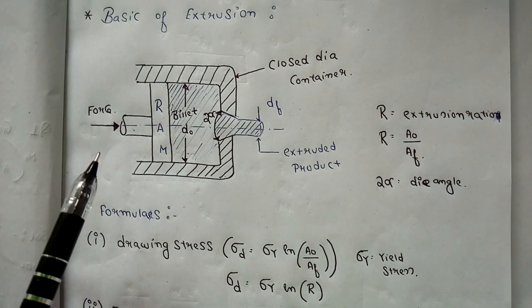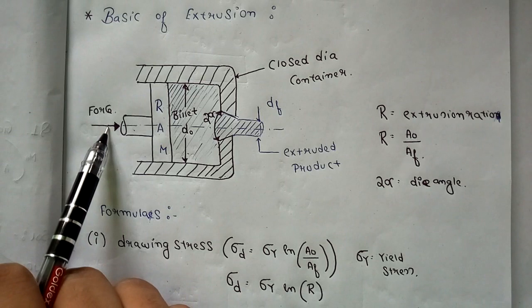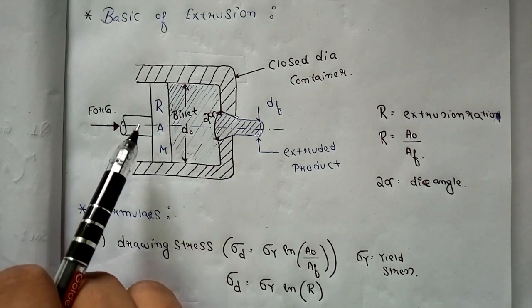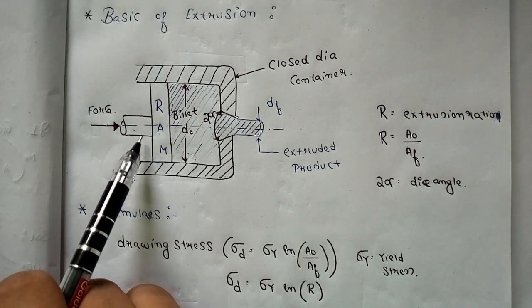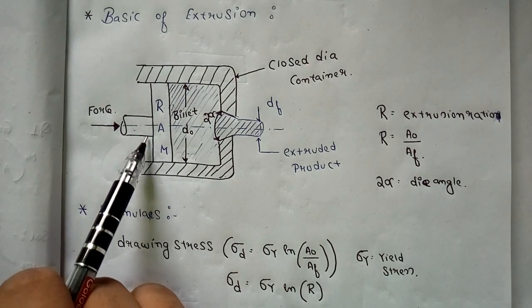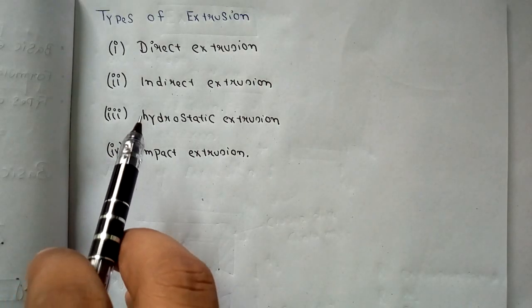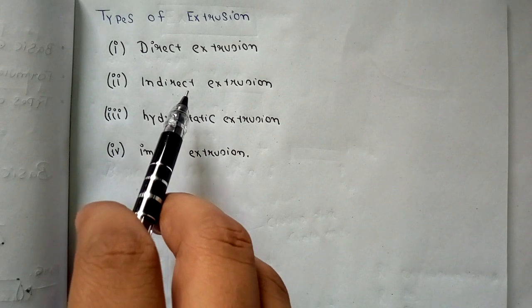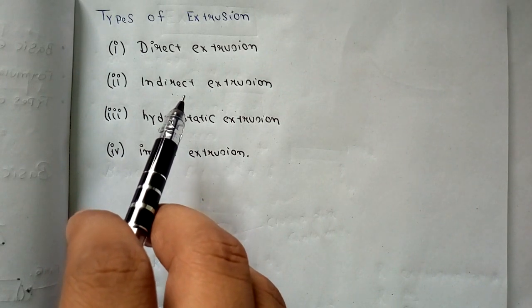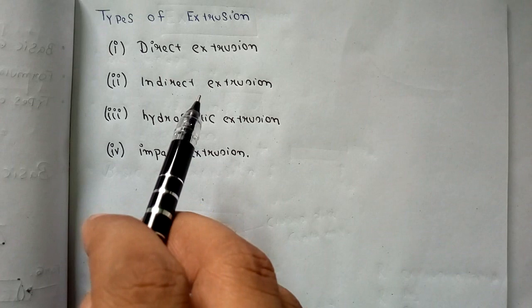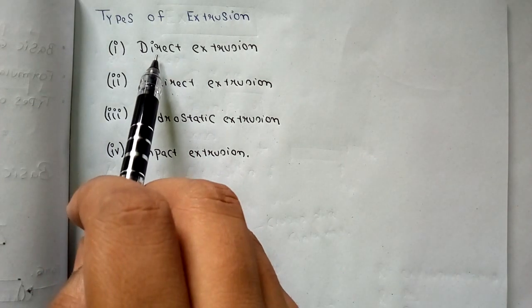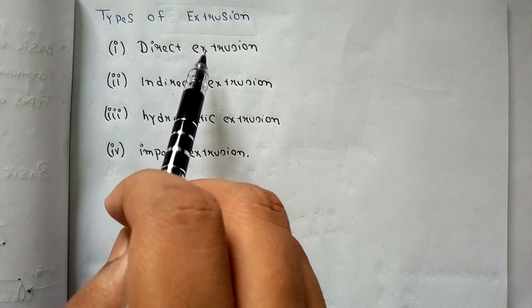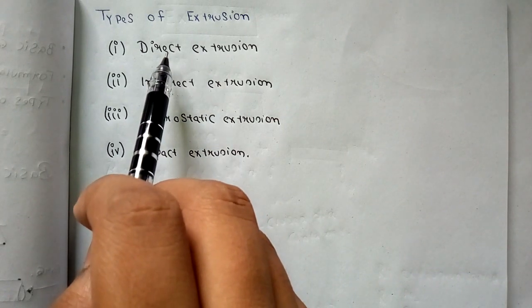And suppose it is a case where we are giving the force from this side, and we are getting the extruded product from this side only, from the same side. Then this kind of extrusion will be called the backward extrusion. That was our second example. So that is the backward or indirect extrusion, where we are giving the force from the same side as where we are getting our extruded product. And if we are giving the force from one side and getting our extruded product from the different side, that kind of extrusion is known as the direct extrusion.